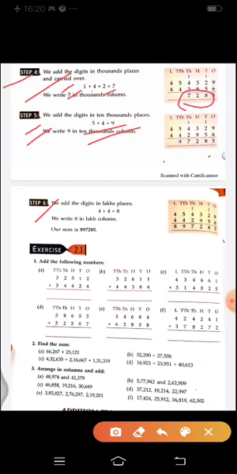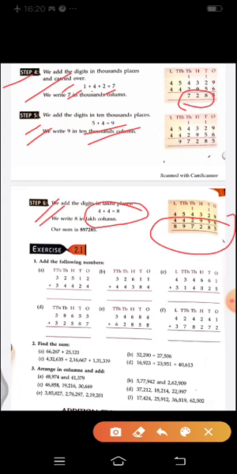And in the last step, we will add the lakhs place. Okay. So 4 plus 4 equal to 8. And again, there will be no carry. And this will be our answer. Okay, students. So that is very simple. Hope you all have understood how you have to add the carry questions. Okay, students.